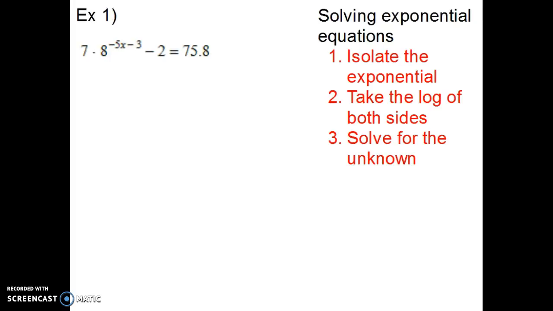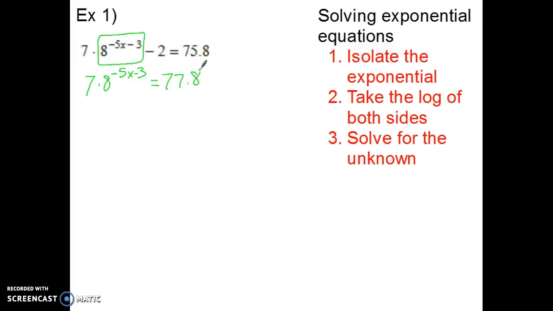So here's our first example, and also the general steps for solving an exponential equation. Remember, when you're trying to solve these, the first thing you have to do before you can do any of the fancy new Algebra 2 stuff is just to get the exponential piece of the equation alone. So in this problem, that exponential piece of the equation is this 8 to the negative 5x minus 3 part. In order to get that alone, we have to get rid of first this minus 2 and also this 7. So the first thing we'll do is add 2 to both sides. We'll go with 7 times 8 to the negative 5x minus 3 is equal to 77.8.